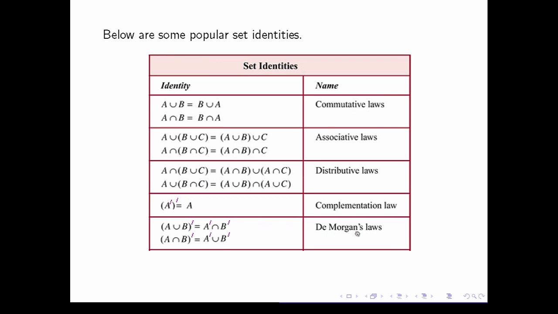And De Morgan's law is quite famous here. When you take the complement of the union, you basically distribute the complement operation, but you have to switch the union to intersection and vice versa. So the complement of A union B is the same as the complement of A intersect the complement of B. And the complement of A intersect B is the same as the complement of A union the complement of B.